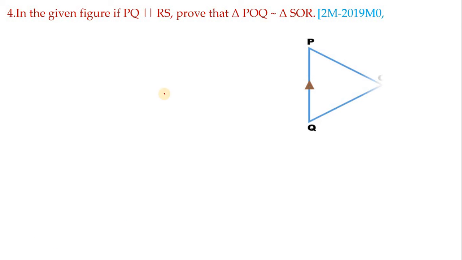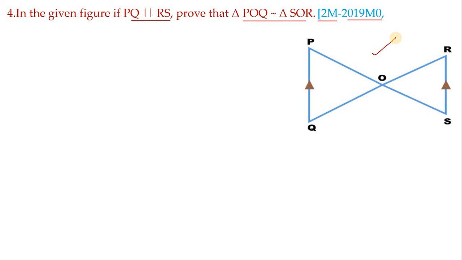So next let us move on to another problem, children. In the given figure, if PQ is parallel to RS, prove that triangle POQ is similar to triangle SOR. This is a 2 mark problem, 2019 model question paper. So here this is the given problem, children. In this figure, they clearly said that this is parallel to this. And we have to prove these two triangles are similar. So it is a very simple problem, children.